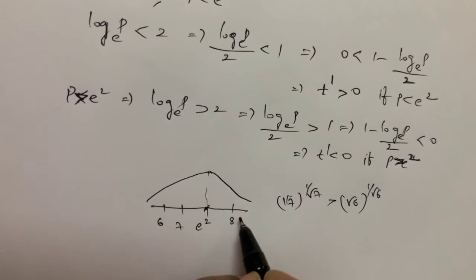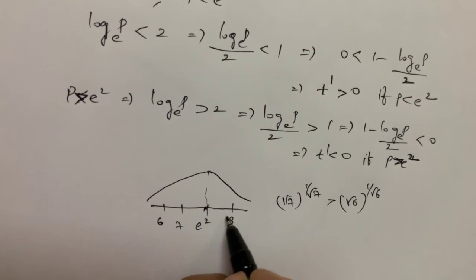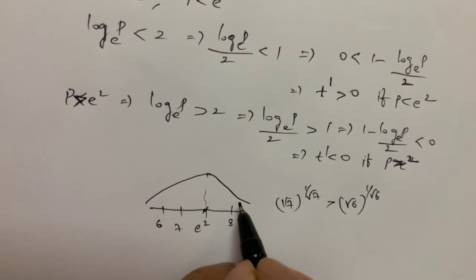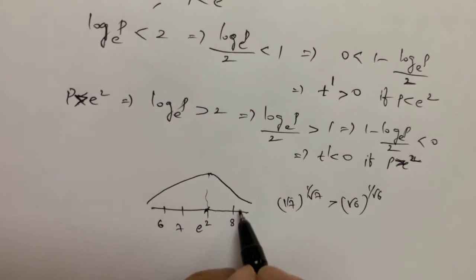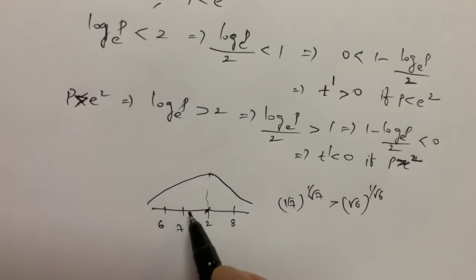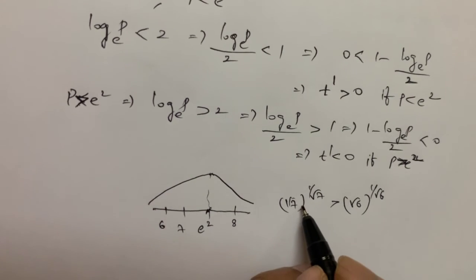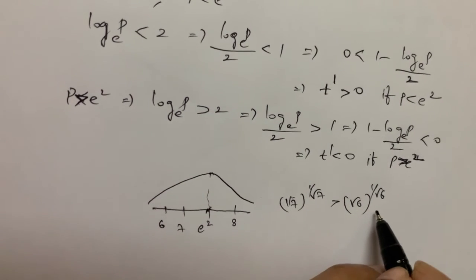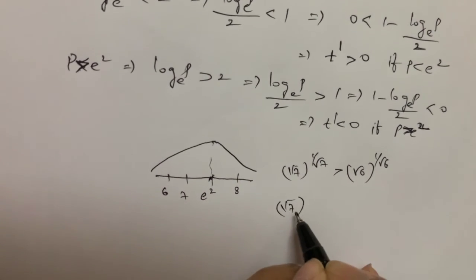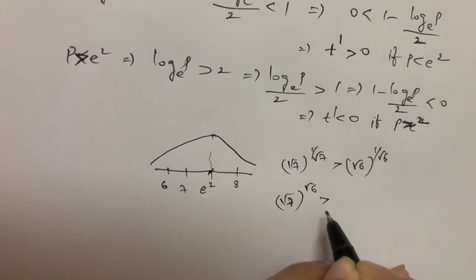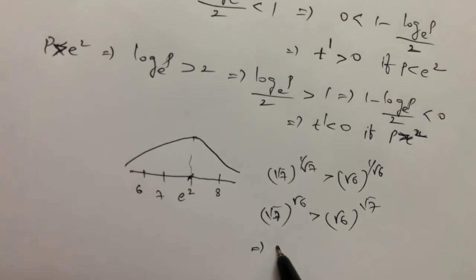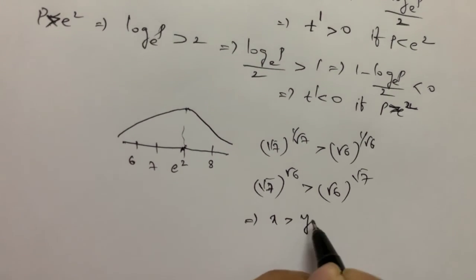If it were greater than e square, then it would be decreasing in nature, and the second value would have the higher value. But here, root 7 power 1 by root 7 is greater than root 6 power 1 by root 6. If I rearrange it, root 7 power root 6 is greater than root 6 power root 7, which implies x is greater than y clearly.